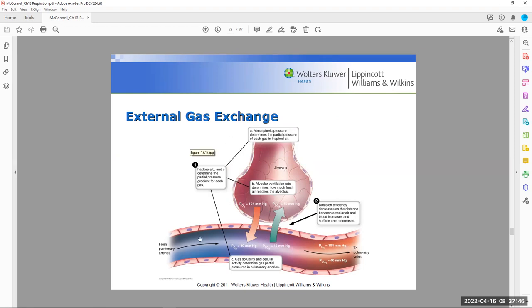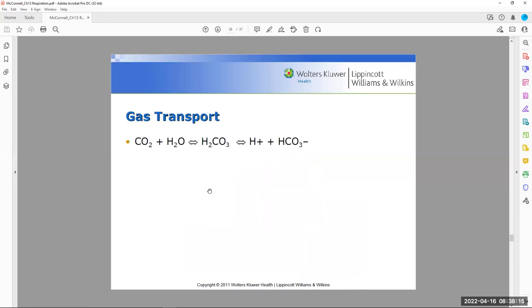At the level of the lungs, we have the alveolus, and here we have a capillary crisscrossing the alveolus. Within the capillary itself, the partial pressure of oxygen is lower, so it moves from high to low and gets in. The partial pressure of CO2 is relatively high compared to the alveolus, so CO2 diffuses out into the lungs. So that's how you have gaseous exchange occurring inside the lungs.